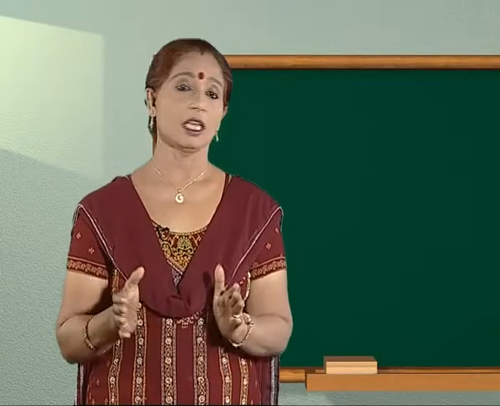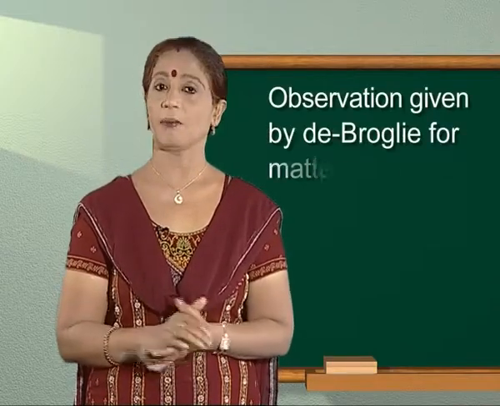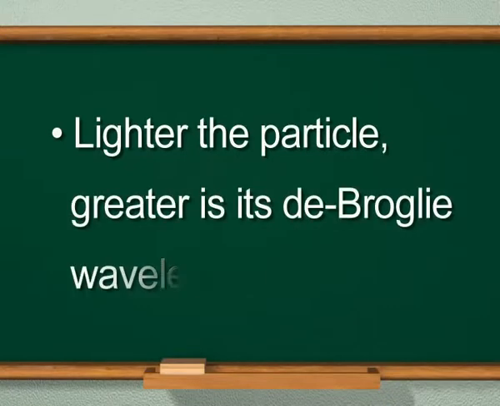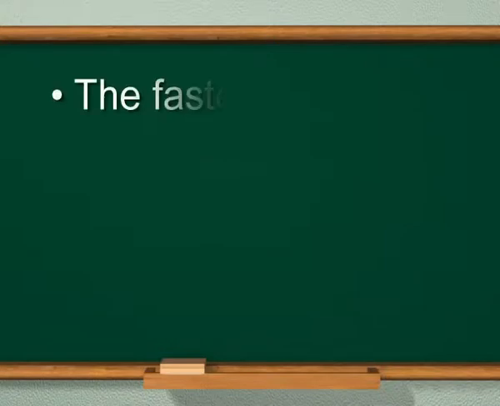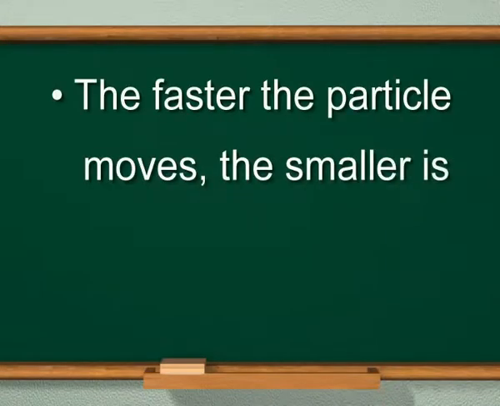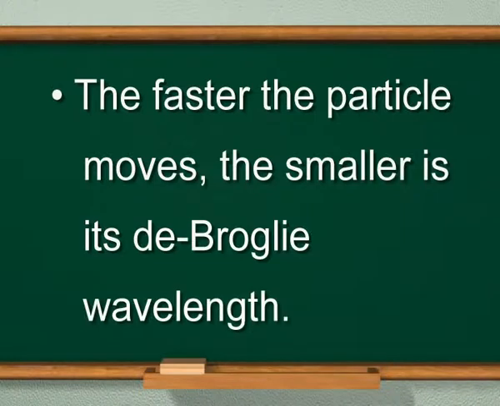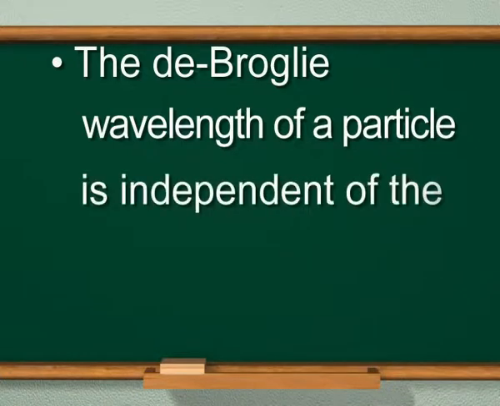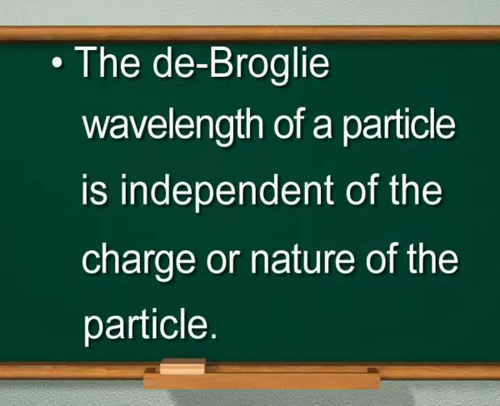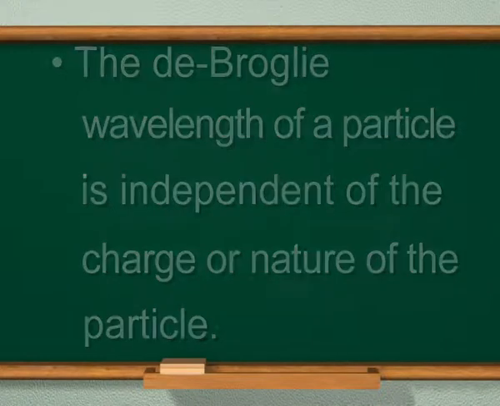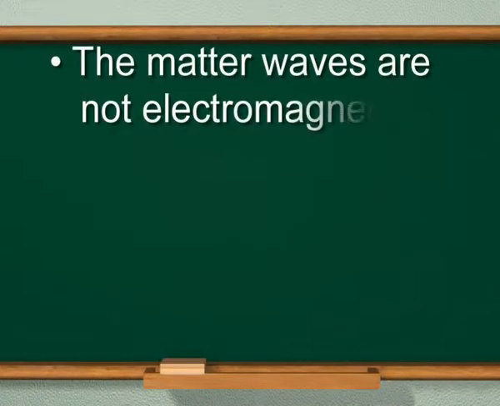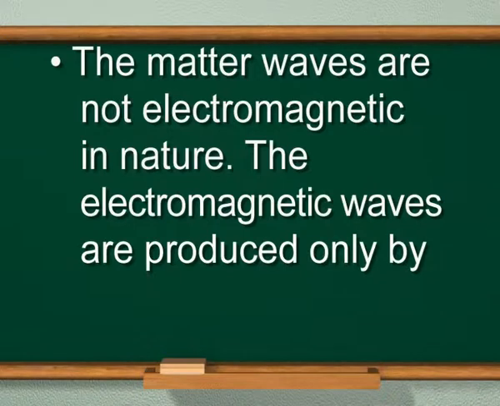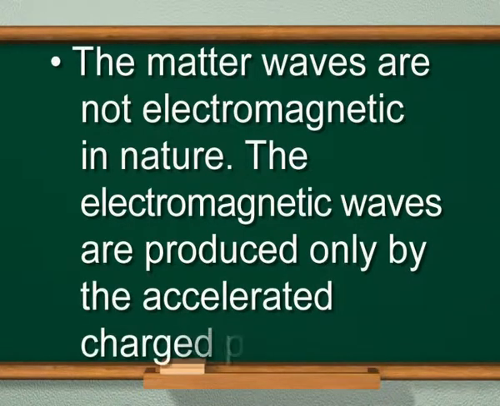Now, let's see the observation given by de Broglie for matter waves. Lighter the particle, greater is its de Broglie wavelength. The faster the particle moves, the smaller is its de Broglie wavelength. The de Broglie wavelength of a particle is independent of the charge or nature of the particle. The matter waves are not electromagnetic in nature. The electromagnetic waves are produced only by the accelerated charged particles.